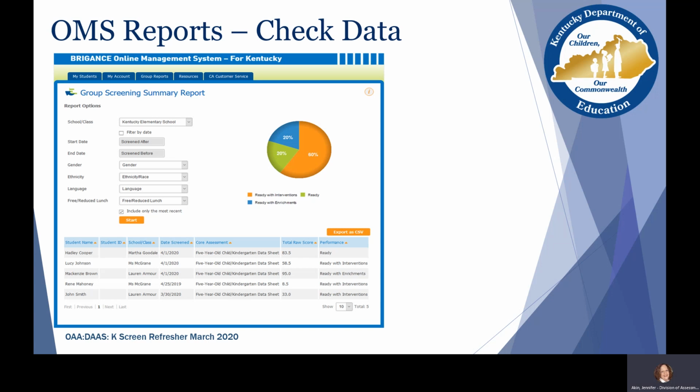And this is what it looks like in one nice screenshot. You want to make sure that you have all of your information. This is the group screening summary report. It's just a different way of looking at how they actually scored. So you would like to see this pie graph. You want to see ideally all green, ready. They're kindergarten ready. But as you see in this report, you have a significant portion of orange.